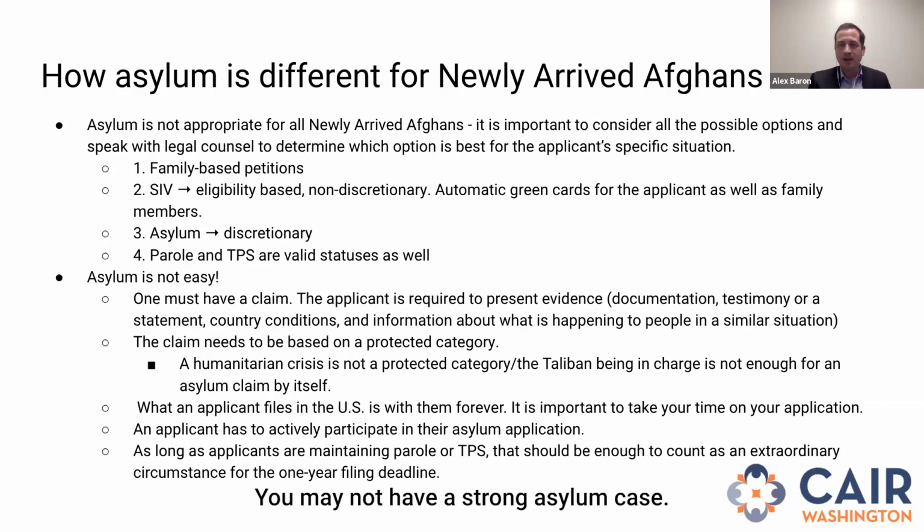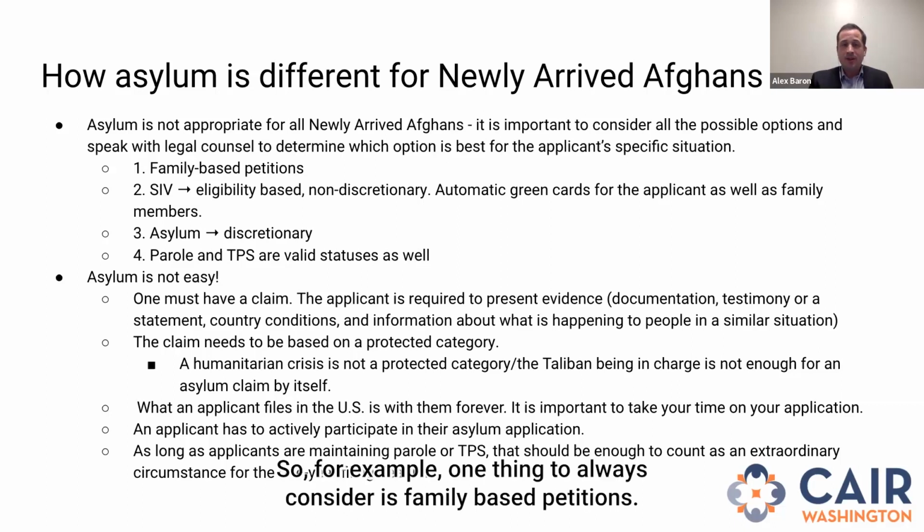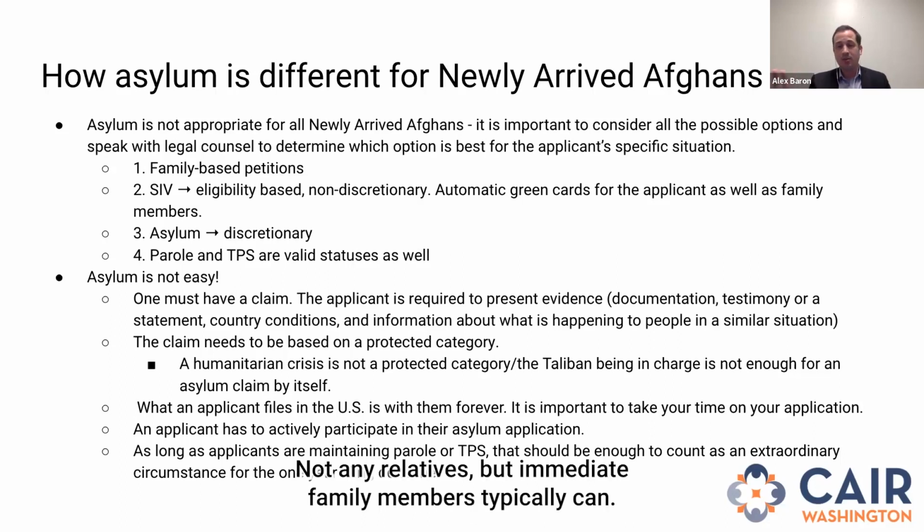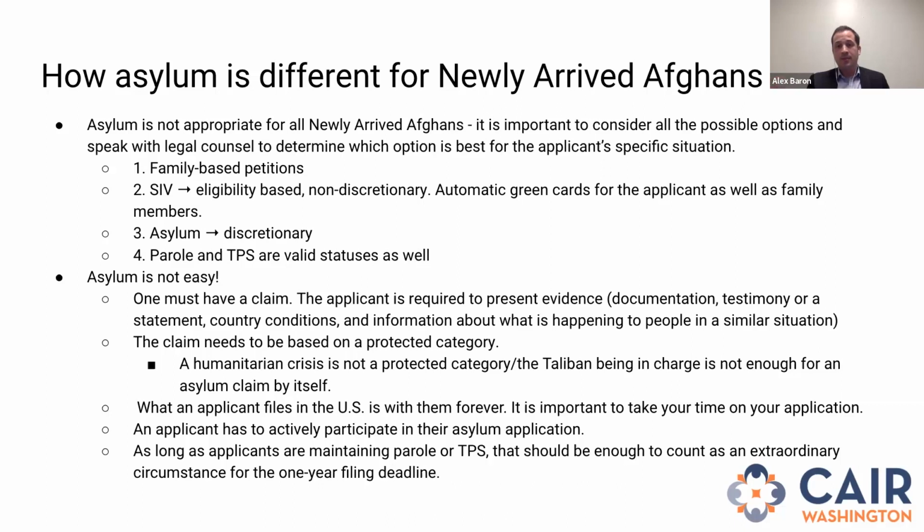For various reasons, you may not have a strong asylum case. You may also have better immigration cases and options available to you. So for example, one thing to always consider is family-based petitions. Certain types of your relatives can petition for a green card for you. Not any relative, but immediate family members typically can. And depending on the ages and relationships of people involved, those might be really smooth cases, and they might go quickly. They might be easy to win.